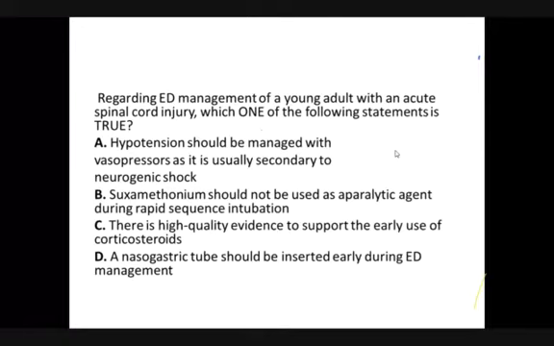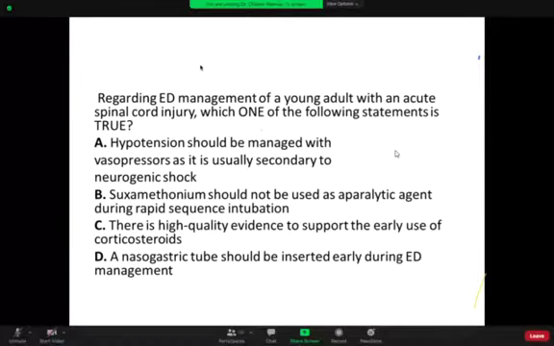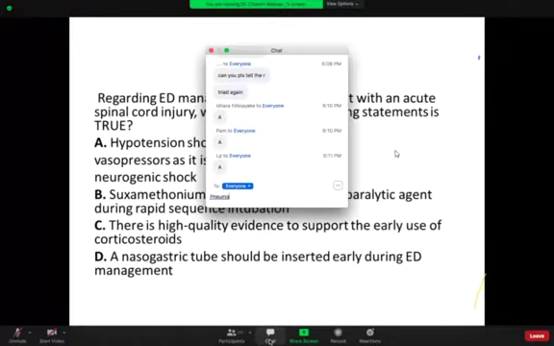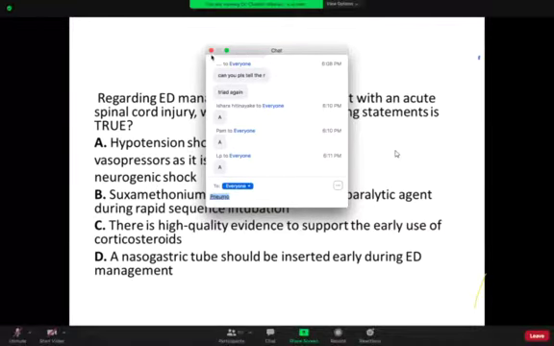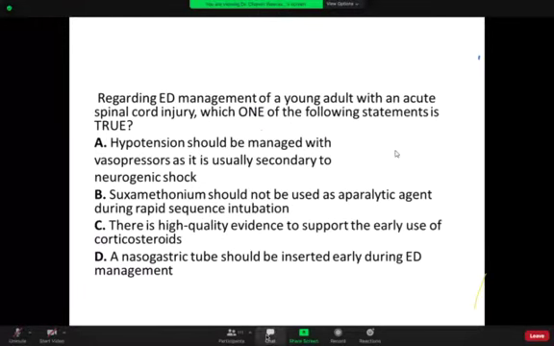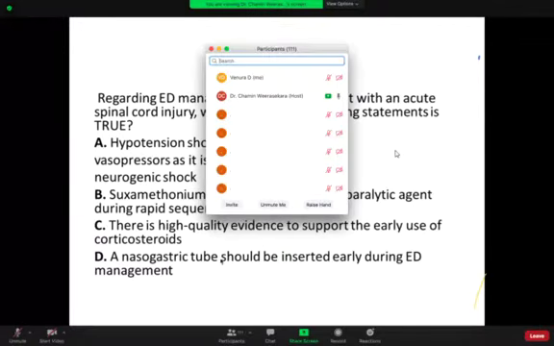What are the other potential causes of hypotension in a patient with spinal cord injury? Spinal shock and neurogenic shock can come. It's one of the causes. Anything else? The patient can have tension pneumothorax, even cardiac tamponade.